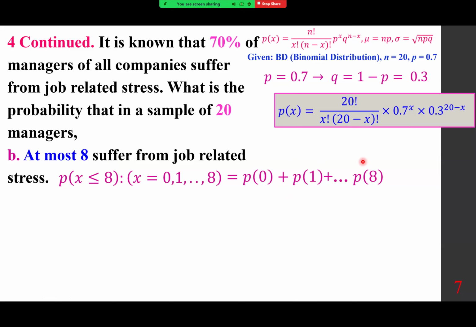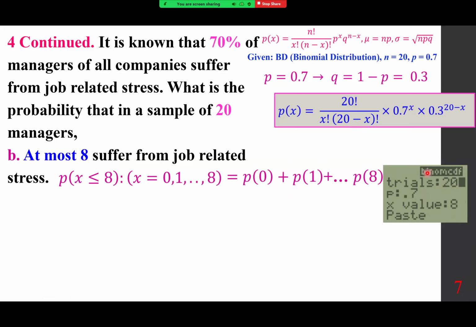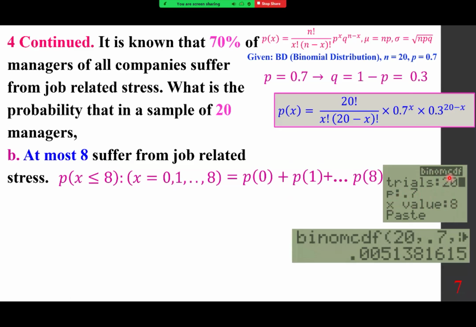And to do so, we are going to use CDF, binomial CDF. N is 20, P is 0.7, X value is 8. But pay attention, this is CDF, cumulative. Add them up. And it gives you this number. And again, if we want to stop here, next to the 6, we take it up 1 notch. Notice 1 next to the 6 changes to 2.